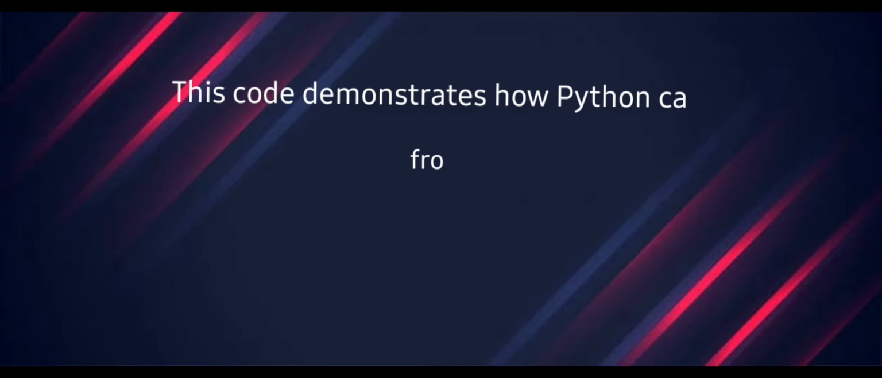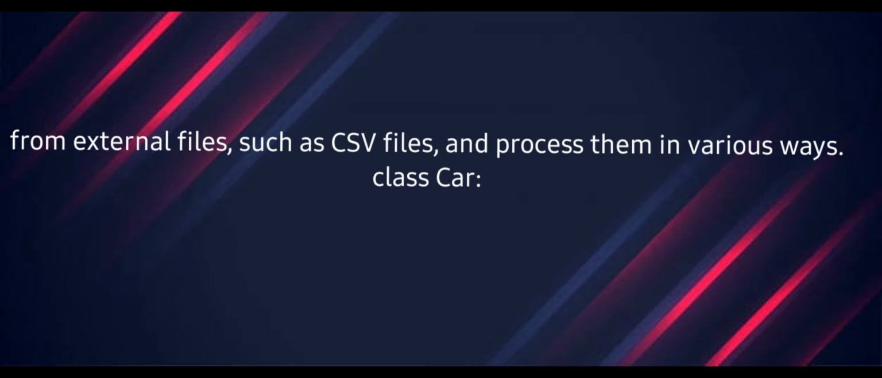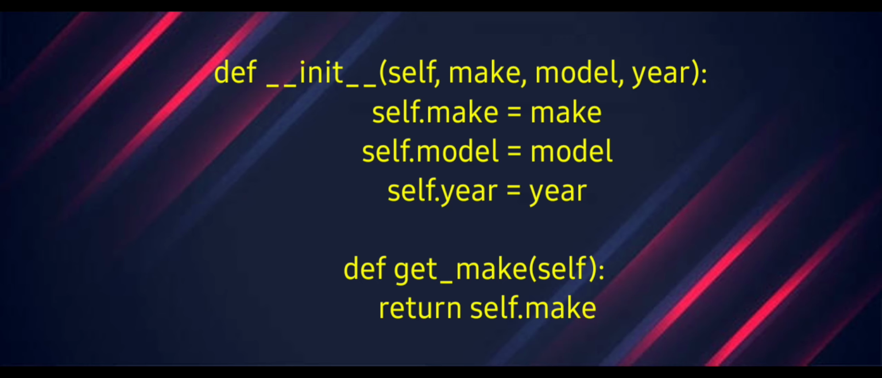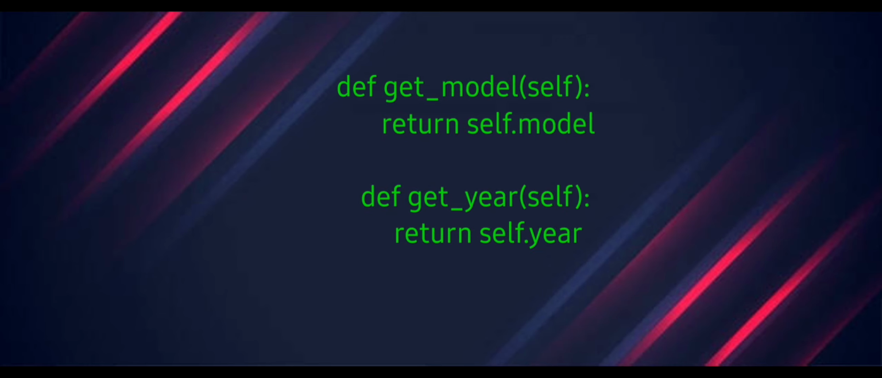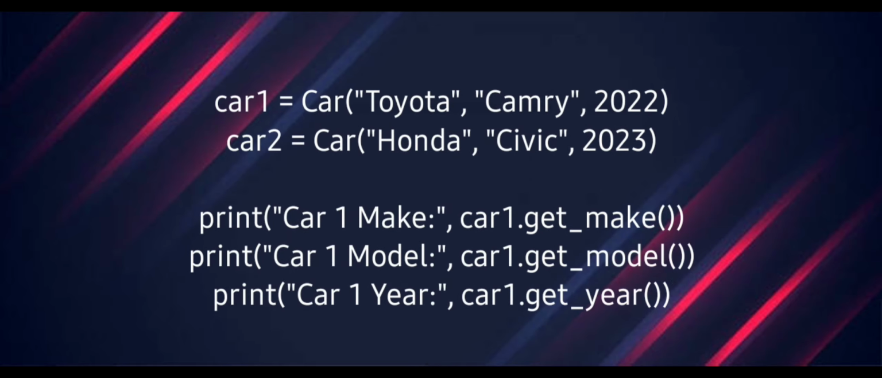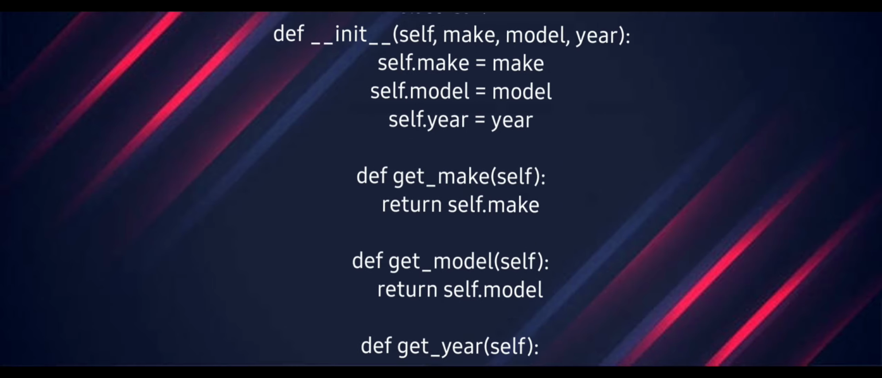In this program, we define a Car class that has 3 attributes: make, model, and year. We also define 3 methods to get the make, model, and year of a car object. We create 2 car objects, car1 and car2, using the Car class and initialize their attributes with specific values. We then use the print function to display the make, model, and year of each car object by calling the corresponding getter methods.